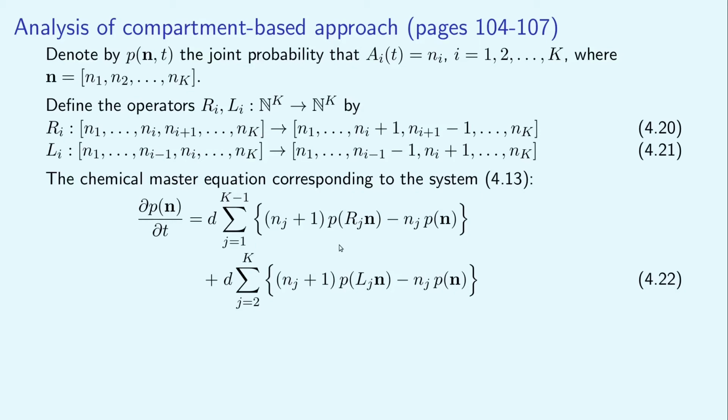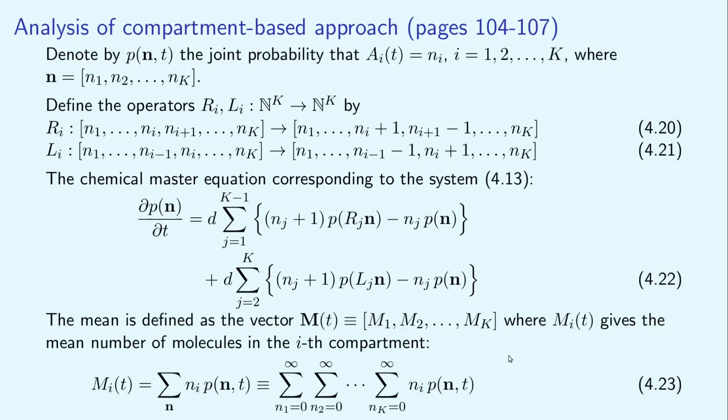Since our diffusion system is a system of 2k-2 reactions, we will have twice as many terms on the right-hand side of the chemical master equation, corresponding to our chemical reaction system 4.13. Each reaction contributes to two terms on the right-hand side of the chemical master equation. The first sum corresponds to k-1 jumps to the right, and the second sum corresponds to k-1 jumps to the left.